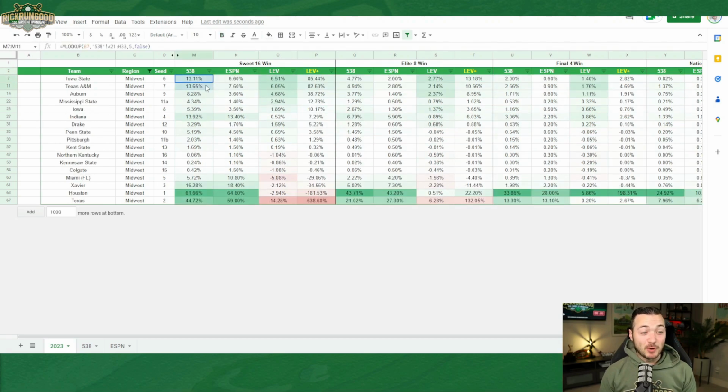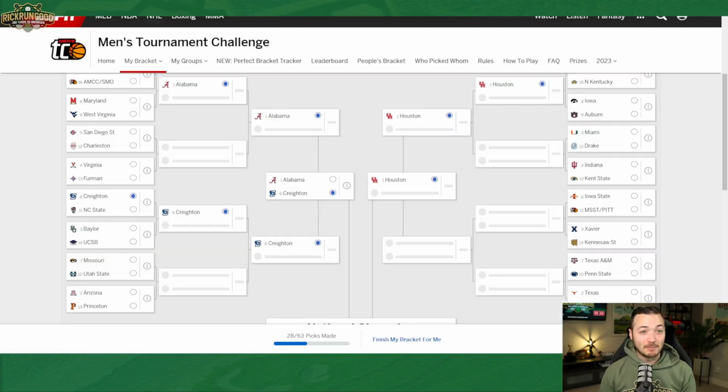It's really a toss-up. Both of them are 13% to advance to the Elite Eight. Both of them are being chosen on ESPN at 6.5% and 7.5%. We have 6%-ish of leverage on both, and like 82 to 85% leverage plus. I guess I'll just take the team that has the better leverage plus number here, Iowa State. Though if you wanted to take Texas A&M here, I completely understand. But I'm going to take Iowa State to run into Houston and eventually get bounced.